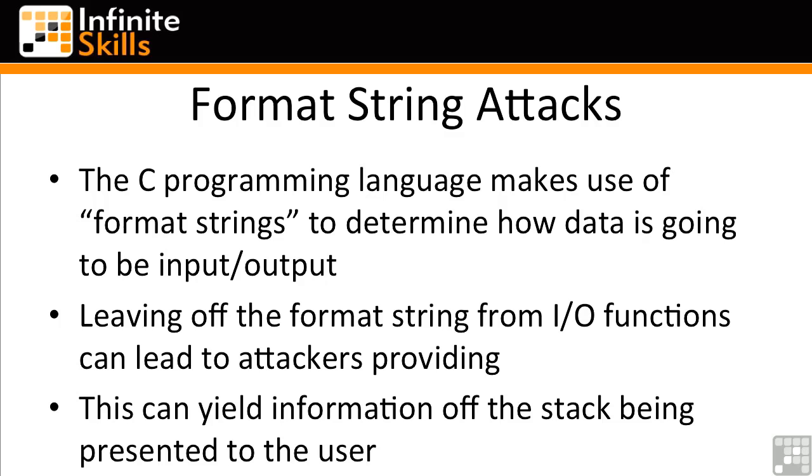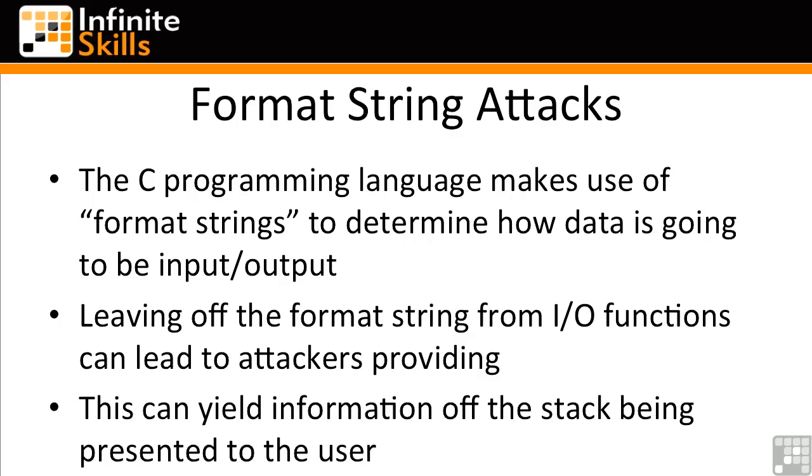We also have format string attacks. And sometimes these can be precursors to buffer overflows. Format strings come about because the C programming language makes use of these format strings that determine how data is going to be input or output. So you have a string of characters that define whether the subsequent input or output is going to be an integer or a character or a string or a floating point, that sort of thing. So you have a format string that defines the input or the output.